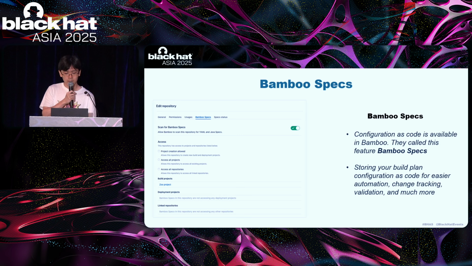They also have a configuration-as-code feature, which is called Bamboo Specs. It stores your build plan configuration as code for easier automation, change tracking, validation, and much more. And that's what Bamboo Specs do.